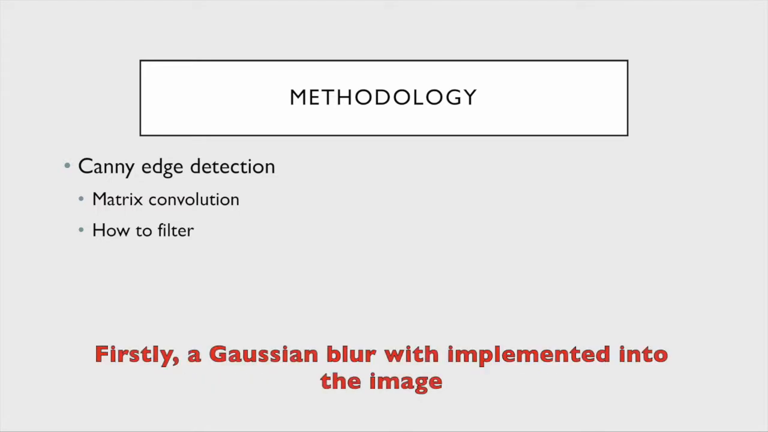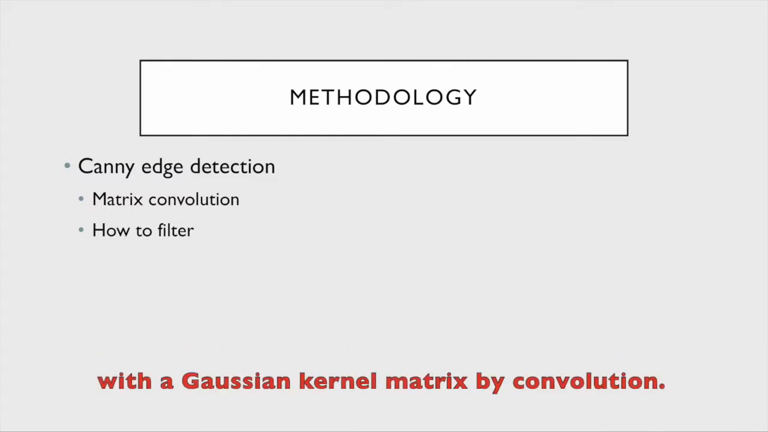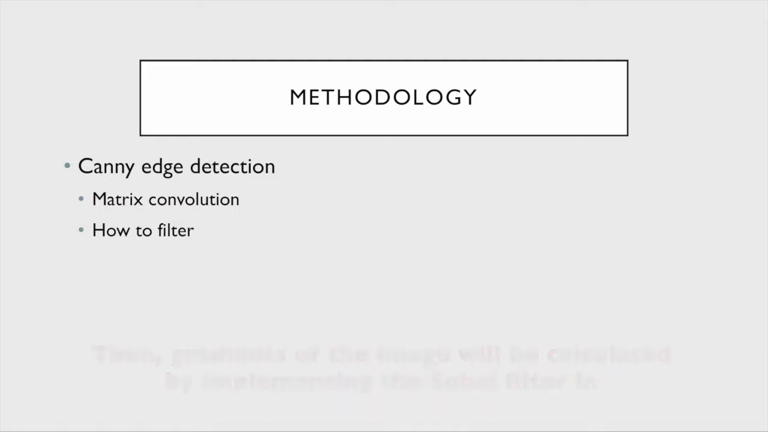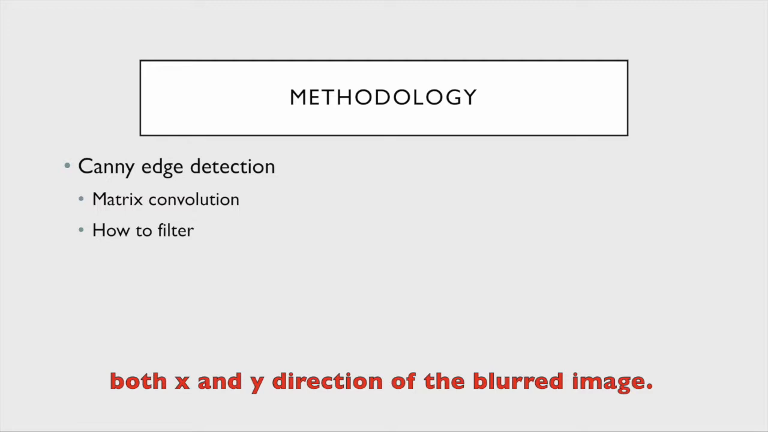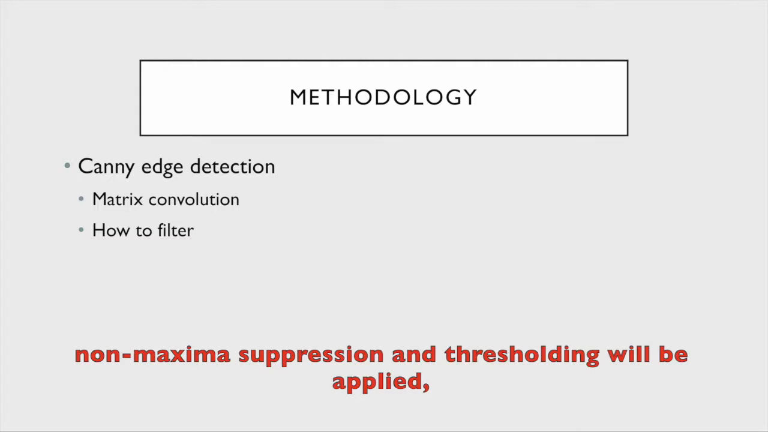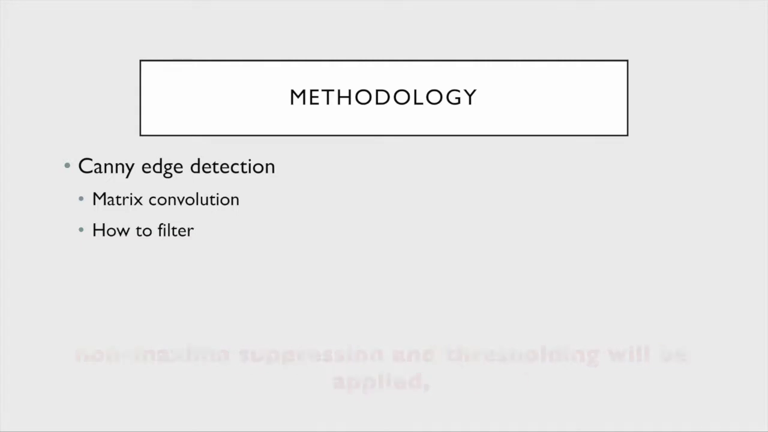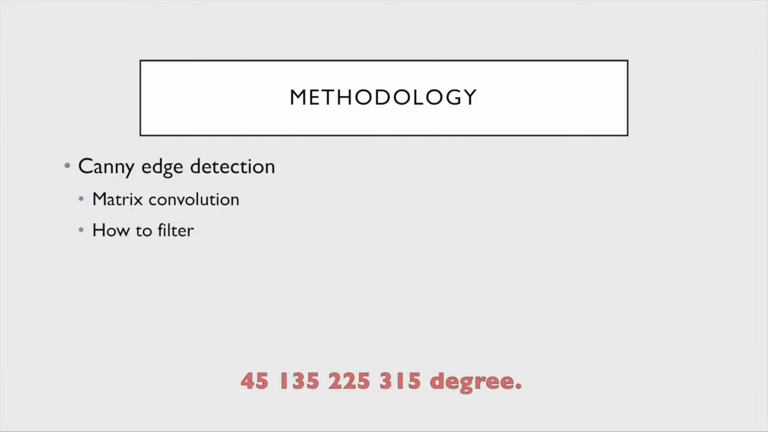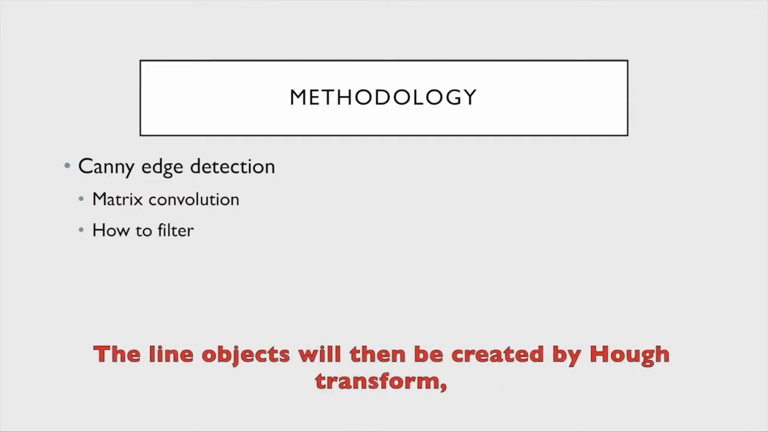Firstly, a Gaussian blur will be applied to the images with a Gaussian kernel matrix by convolution. Then the gradients of the images will be calculated by applying the Sobel filters in both x and y directions on the blurred images. According to the magnitude and orientation of the gradients, non-maxima suppression and thresholding will be applied to make the edges thinner by eliminating the elements in the directions of 45, 135, 225, 315 degrees. The line objects will then be created by Hough transform.